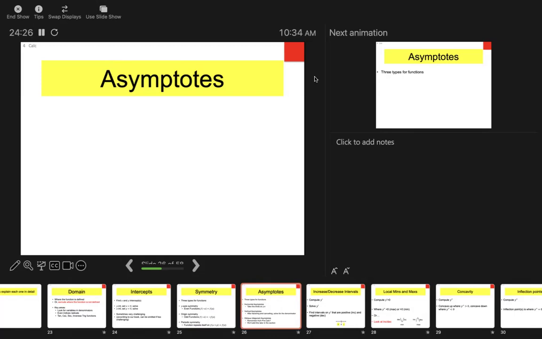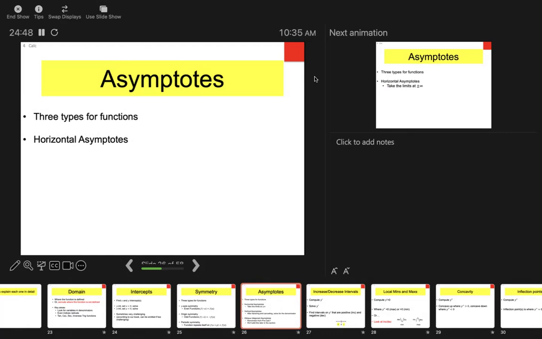So we go to the bottom, right, to find which ones? Vertical asymptotes. Vertical asymptotes are found from the denominator. Where are horizontal asymptotes found? You better know this one. Or I shouldn't say where. How are the horizontal asymptotes found?